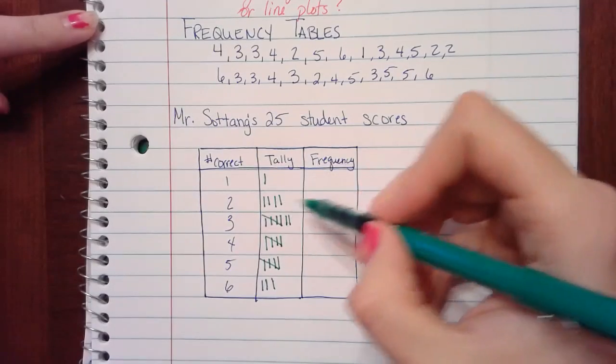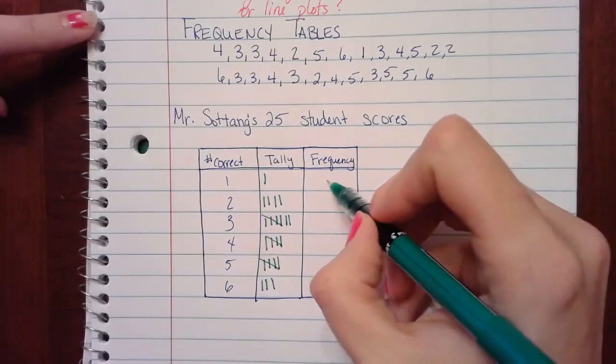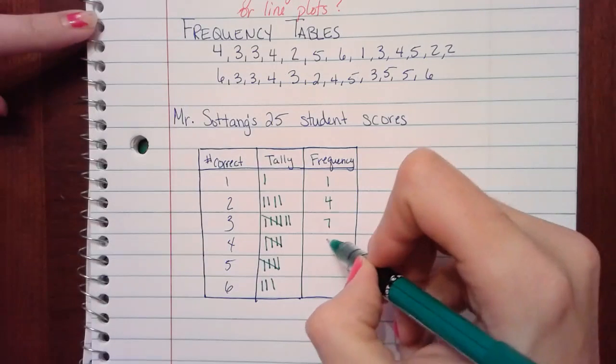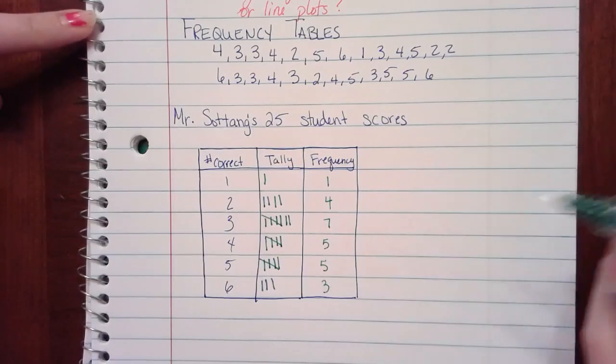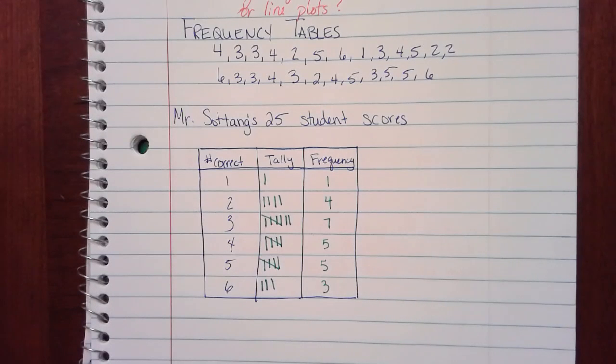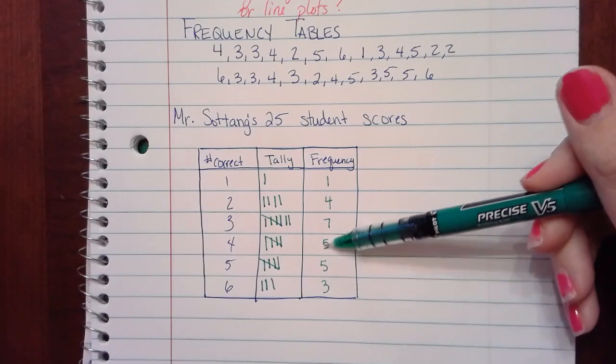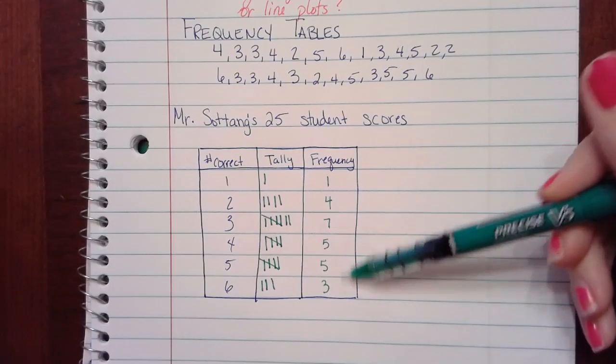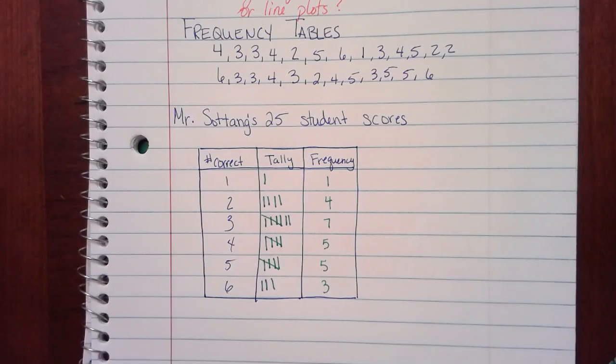So now we're going to transfer this from tallies to digits. So this is a 1, a 4, a 7, a 5, and a 3. So that's pretty simple. Now it says to check for whether every score was accounted for, Mr. Sautang adds the number in the frequency column. So the total should be 25, and that's the number of kids who took the test. So here we have 5, 10, 15, and then 7 and 3 make 10, so that's 25. So we know that we have all of the data included in our table.